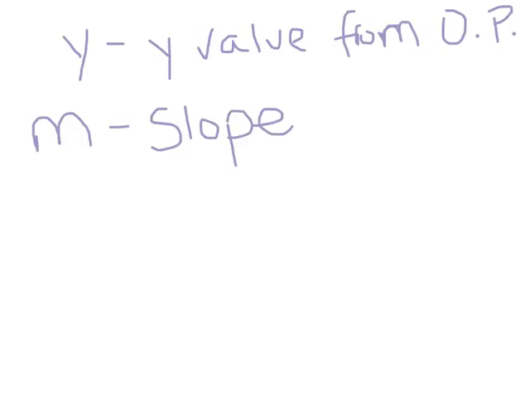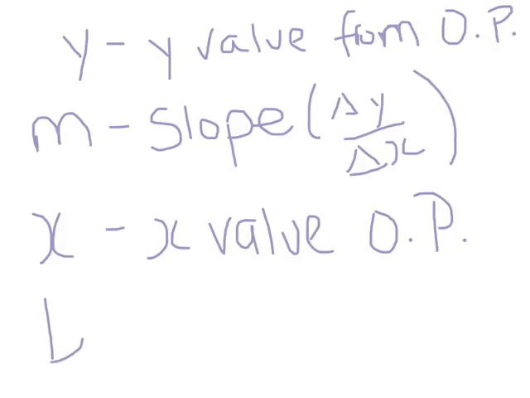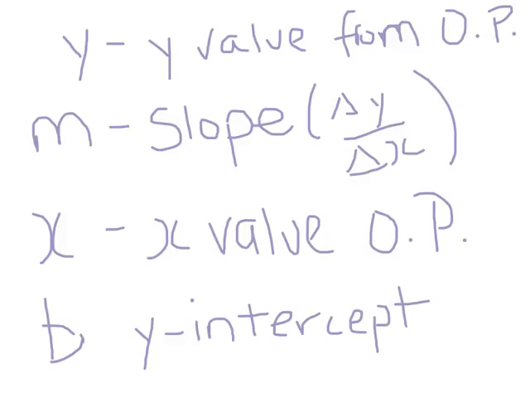Slope being the change in y over change in x, and I'll explain what that means. The x is the x value in the ordered pair you're looking at. Okay, so if x was 1, then y would equal 2 in our equation. And b is your y-intercept, where the line of the graph crosses your axis.